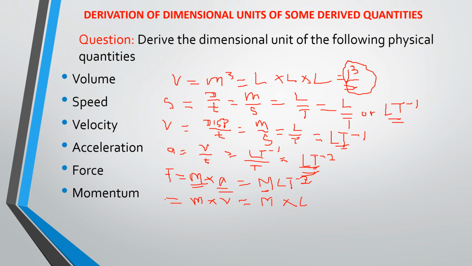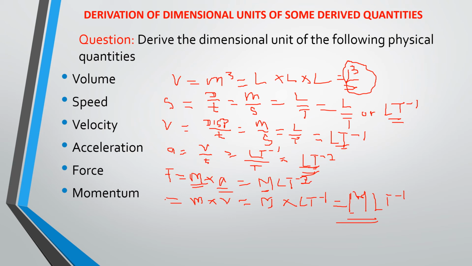So you multiply the M by this. So you have the dimensional unit for momentum to be capital M, L, t minus 1. Okay, so this will be the dimensional unit for momentum. So that is how you combine the fundamental quantities to get your dimensional units for each of the quantities.